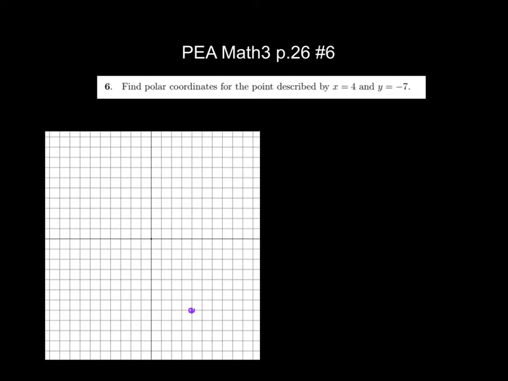Now this is in the regular Cartesian coordinate system, which basically just has an x and a y that goes left, right, up, down. So this is right 4, down 7. Okay, what we're looking for is the same point where it would be in the polar coordinate system.